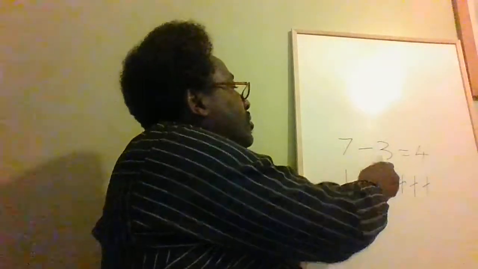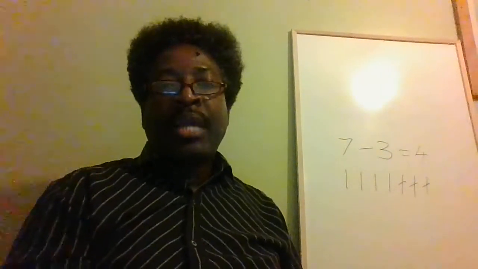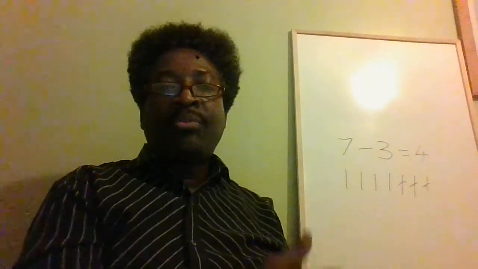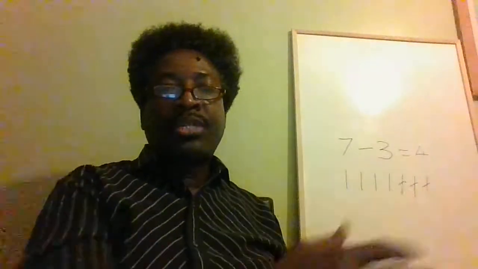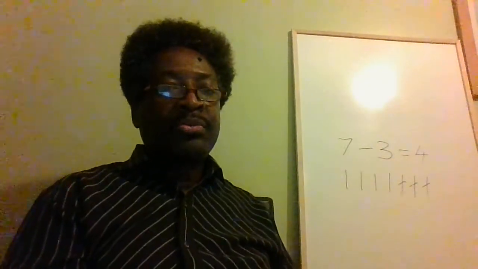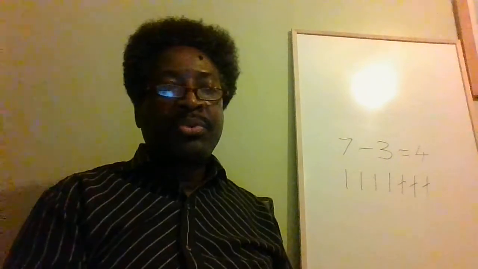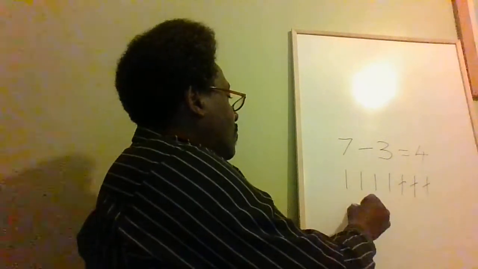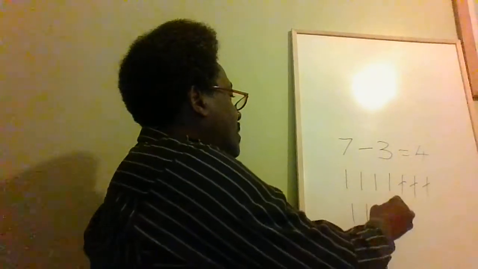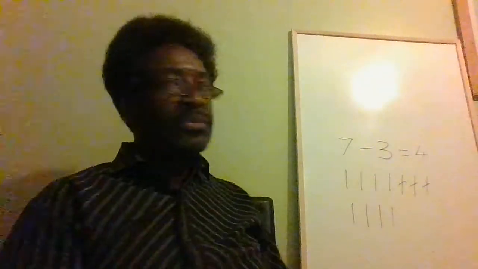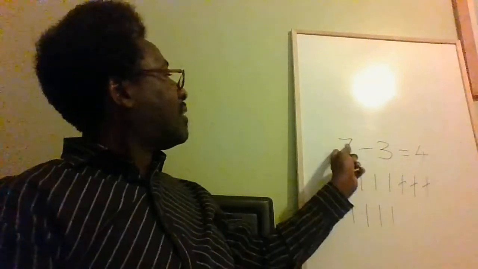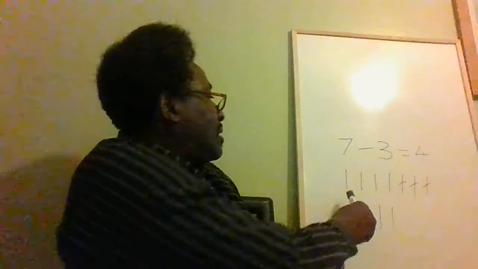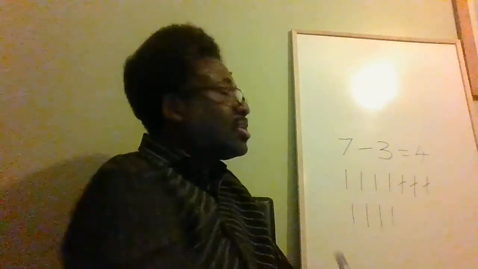You start from 3 and you start counting from 3 and see how much you have to go up to get to 7. So you can use sticks to help you. So 3, 4, 5, 6, 7. So 7 take away 3 is 4. 4 sticks. And you can see it's the same 4 sticks over here.